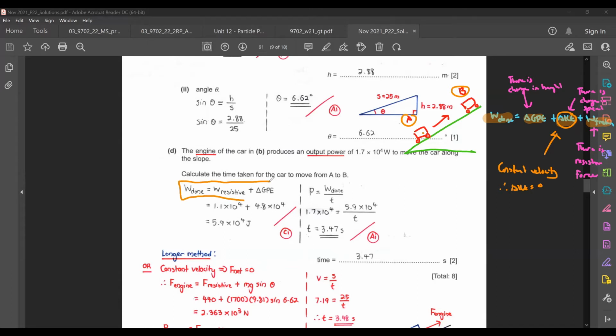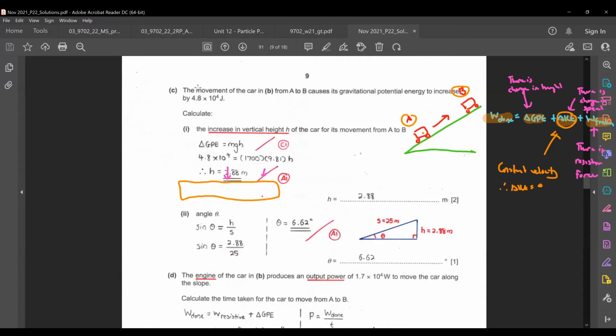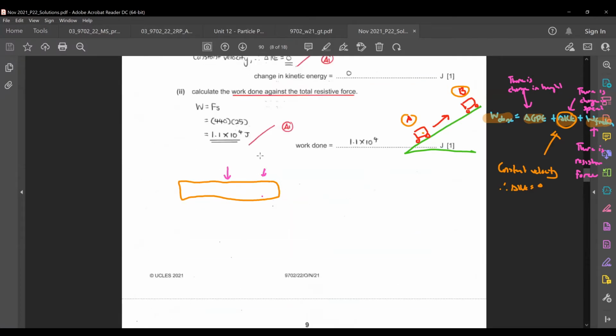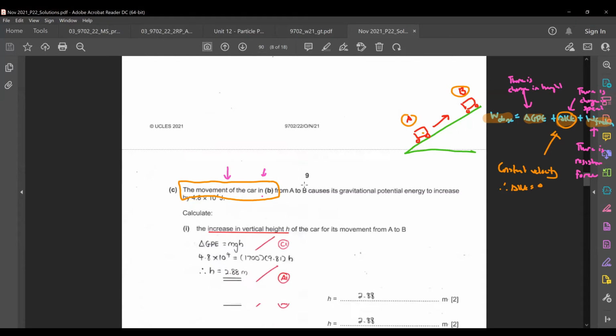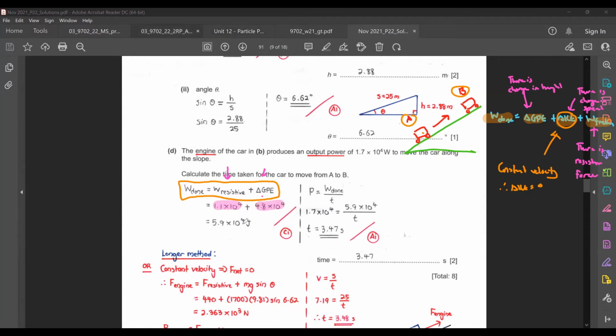Whatever work that was done by your engine was used to overcome the resistive force as well as to increase your GPE. Both of these you already found before. They told you your GPE increased by 4.8 times 10 power 4. The work done against resistive force, you found in the previous part, which was 1.1 times 10 power 4. So really, all you need to do is sub in everything, 1.1 times 10 power 4 and 4.8 times 10 power 4, giving you this.